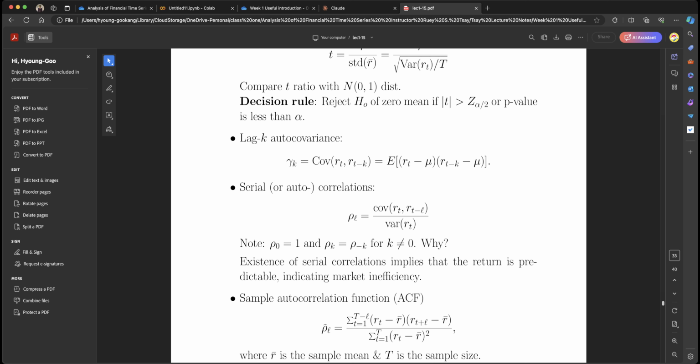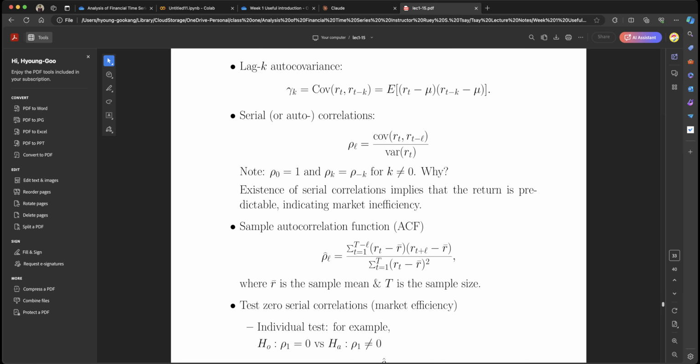If it is stock return, it means that the return k periods before affects today's return. They are correlated. It means that history affects today's return, which means the market is possibly inefficient, because we can predict stock return simply with historical data.